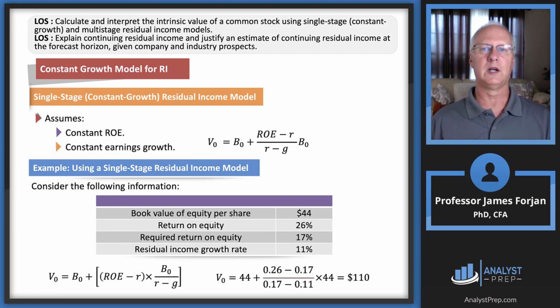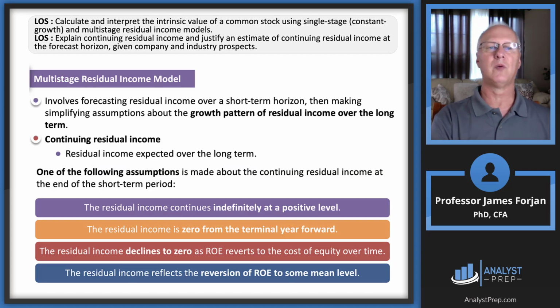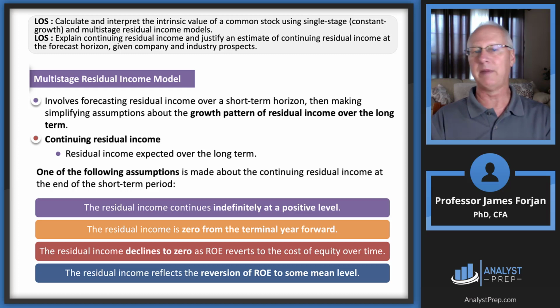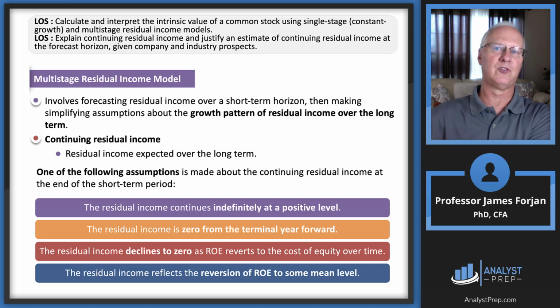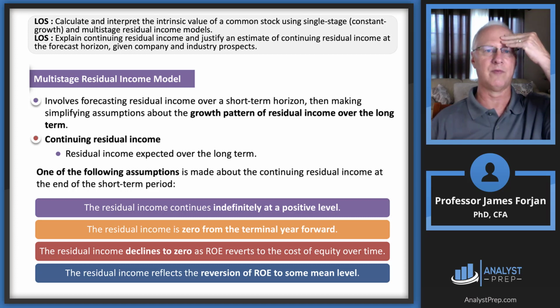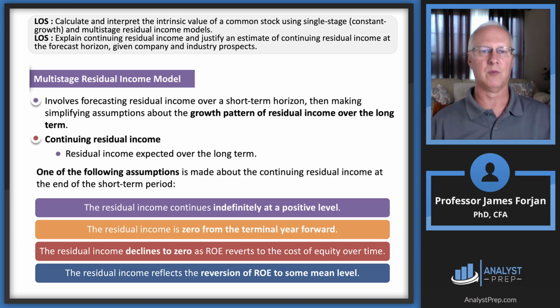Well, this residual income model in the multi-stage part doesn't really say, suppose that we have super growth for 2 or 3 years. All it says is, let's estimate residual income because we can probably do it with a greater degree of accuracy in year 1 and 2 and 3 and maybe 4, probably not 5 or 6, but let's do that short time period. And then let's make some simple assumptions about what happens after that period. So notice the first circle point. We have forecasting residual income over a short-term horizon. Then making simplifying assumptions about growth over the long term.